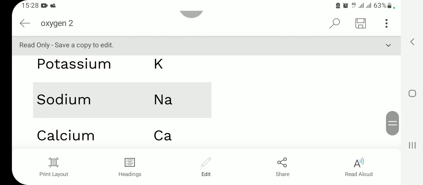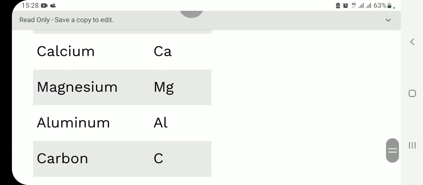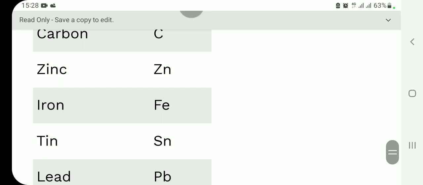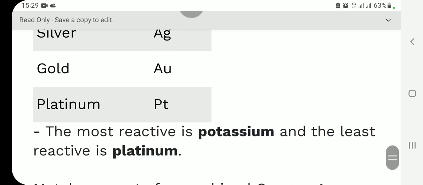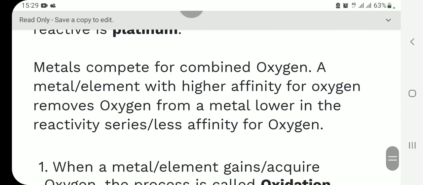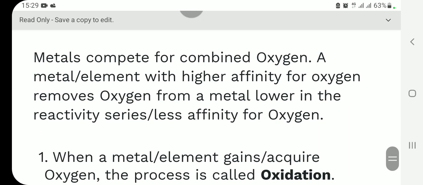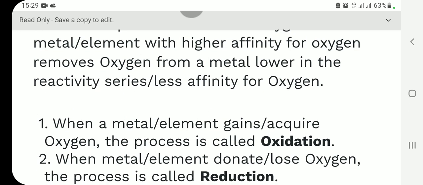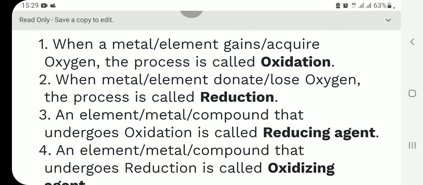Here is the reactivity series: potassium, sodium, calcium, magnesium, zinc, iron, tin, lead. You have to know the reactivity series because it carries the most crucial part of the chemistry. The most reactive is potassium and the least reactive is platinum. Metals compete for oxygen. A metal with high affinity for oxygen removes oxygen from those lower in the reactivity series, with less affinity for oxygen.